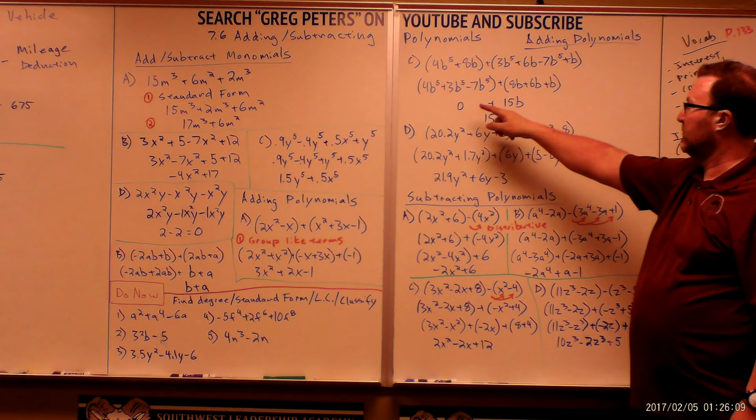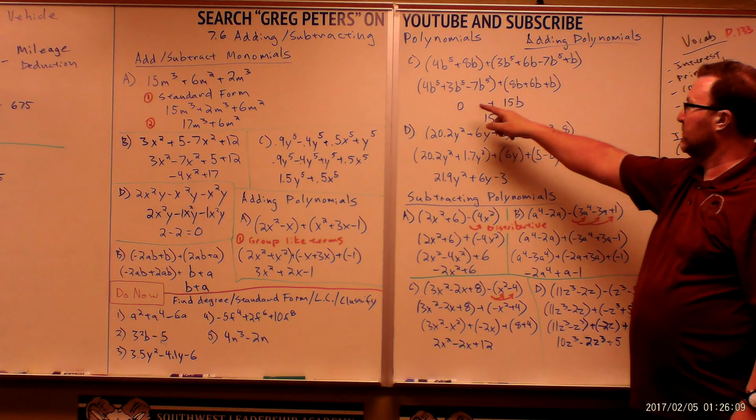Okay, decimals, not that big of a deal. Same exact rules. We're going to take the 20.2 y², and the 1.7 y², and group them together. We only have one y by itself. Then we have two constants by themselves, 5 and minus 8. So now we're going to total these up.